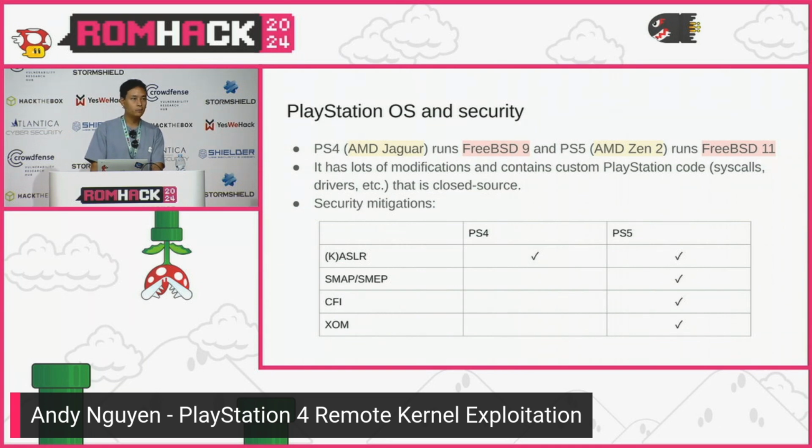And in the table below, you can see the most important mitigations. The PS5 has lots of modern mitigations such as CFI or execute-only memory, and of course also SMEP and SMAP, and also KASLR. The PS4, on the other hand, as you can see, lacks all of these mitigations except KASLR. And in later slides, you will see how the lack of these mitigations makes exploitation on the PS4 much easier.